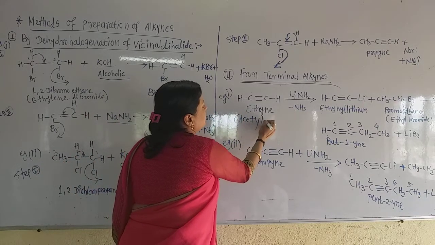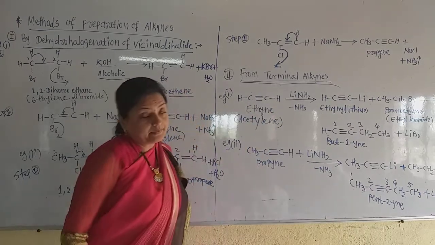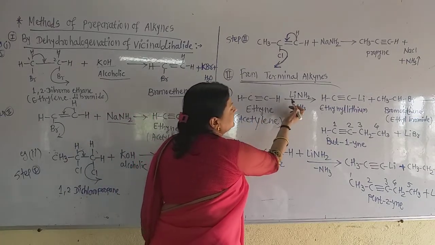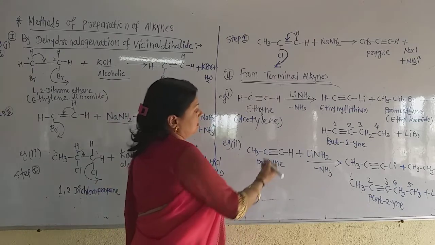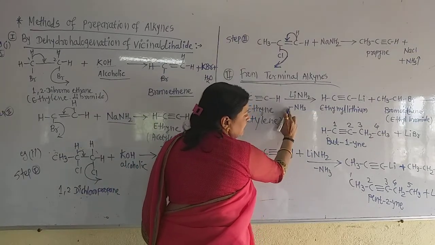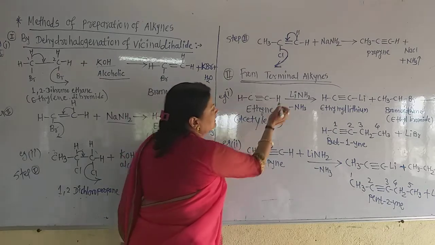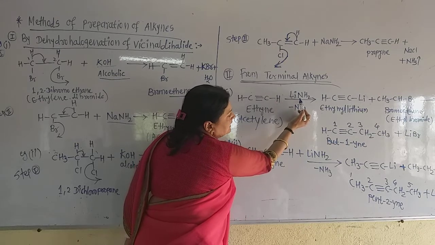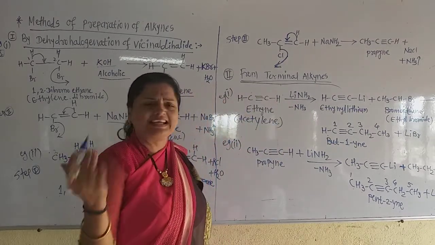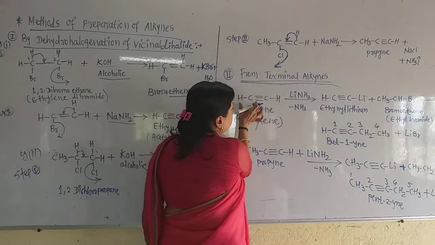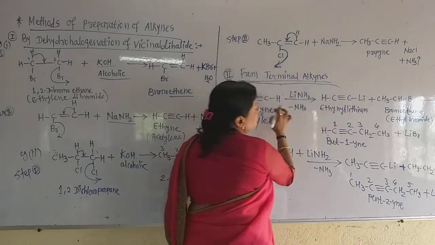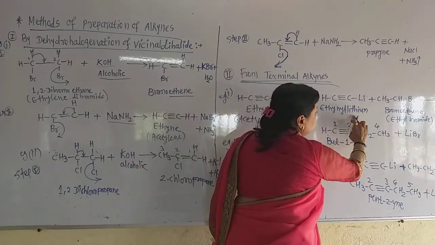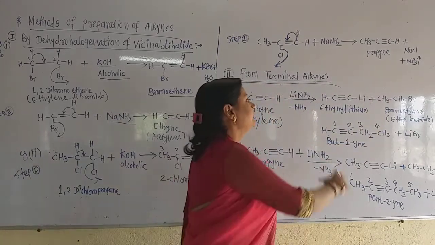Now it is already an alkyne because here is the carbon-carbon triple bond, but we have to prepare the higher alkyne. So first react this ethyne with lithium amide. Now this NH3 gas gets eliminated. How is it eliminated? This hydrogen atom is replaced by lithium, and this hydrogen and this NH2 form NH3, and NH3 gets eliminated out. Now what is here? This HC triple bond CLi. The name of this compound is ethynyl lithium.